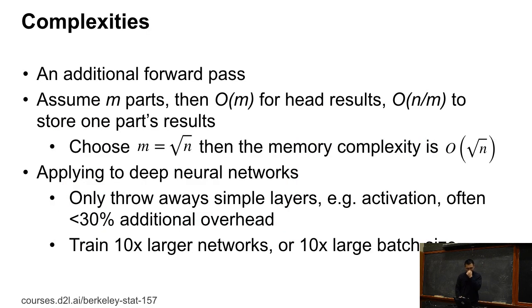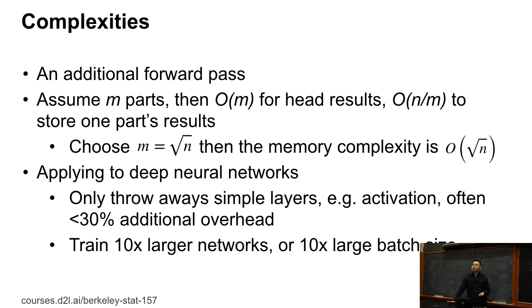Again, the complexity is that we need additional forward passes. The reason is that for the backward path, at most we need to evaluate the whole forward path once more. But first, let's talk about the memory savings. Assume we have m parts. We need O(m) for the head nodes of each part. Then during each pass, we need to store the results of one part, which is O(n/m). If we choose m to be the square root of n, we can reduce the memory complexity from O(n) to O(square root of n).